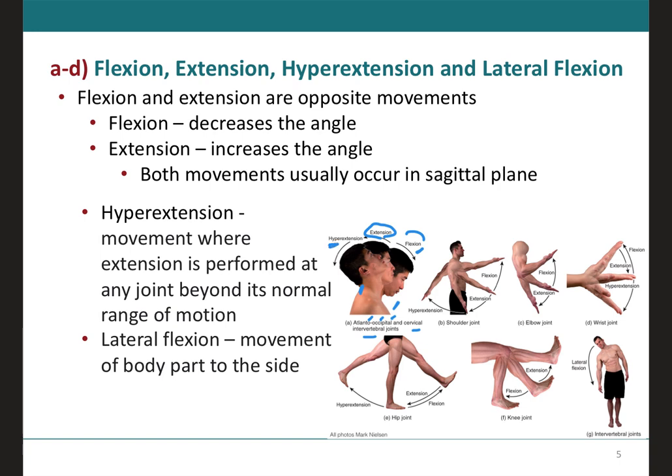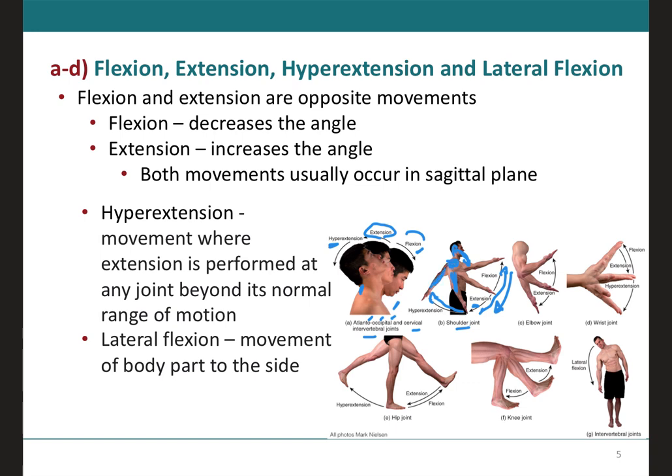On the second image, we have the shoulder joint. Your arm is going to be down in an anatomical position, at an extension position. When you bring your arm up, you're causing flexion because you're decreasing this angle right over here at the shoulder joint. And then when you pull it back down, you're causing extension of the arm at the shoulder. If you pull it even further back, then you're causing hyperextension at the shoulder.